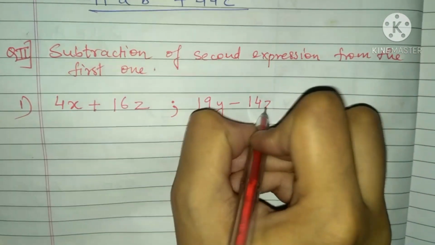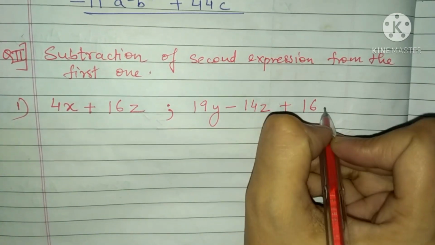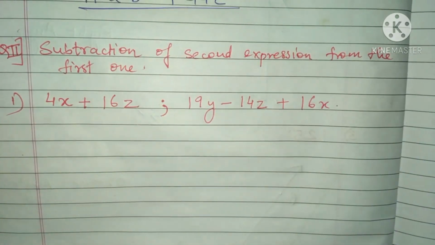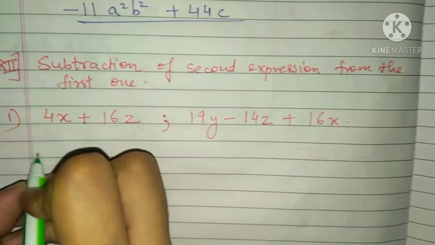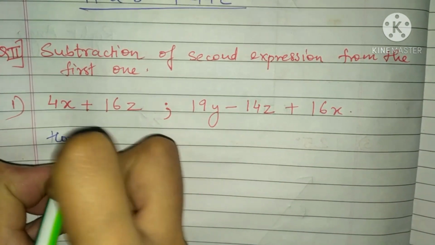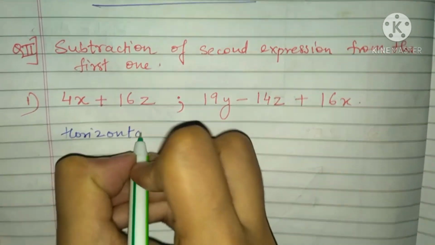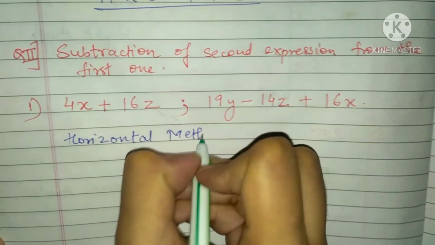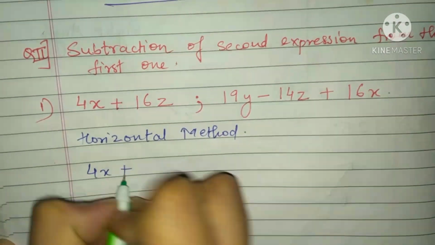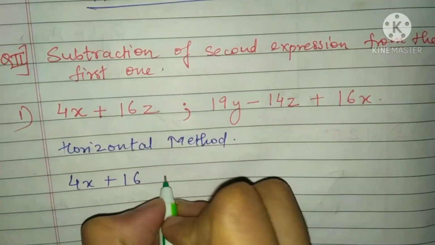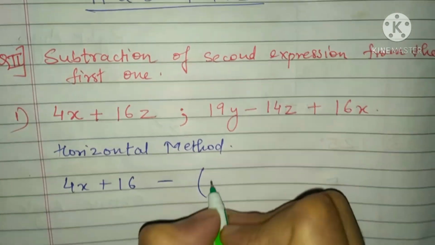So now how to do subtraction? See, 4x plus 16z, this is one expression. The second expression is what? 19y minus 14z plus 16x. So first let us see how to subtract with the horizontal method. Horizontal method: first we will write the first expression, 4x plus 16.